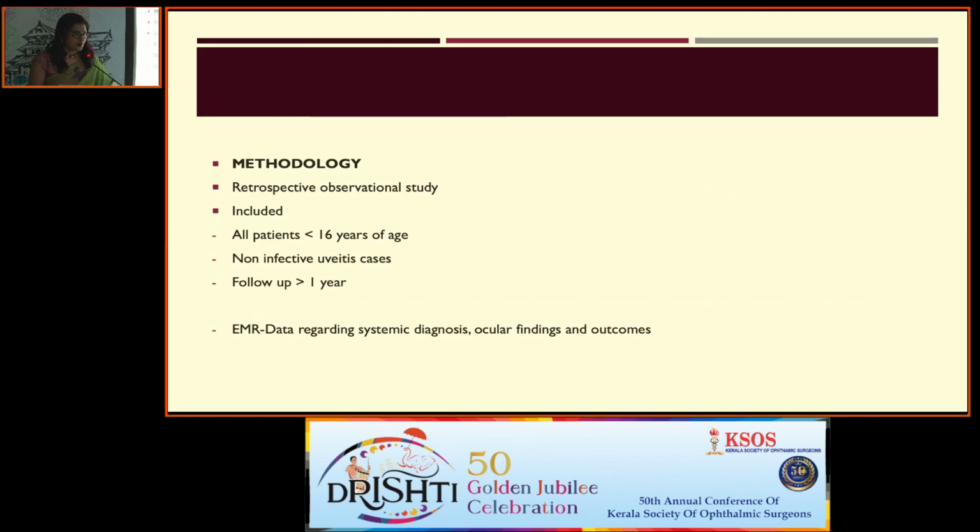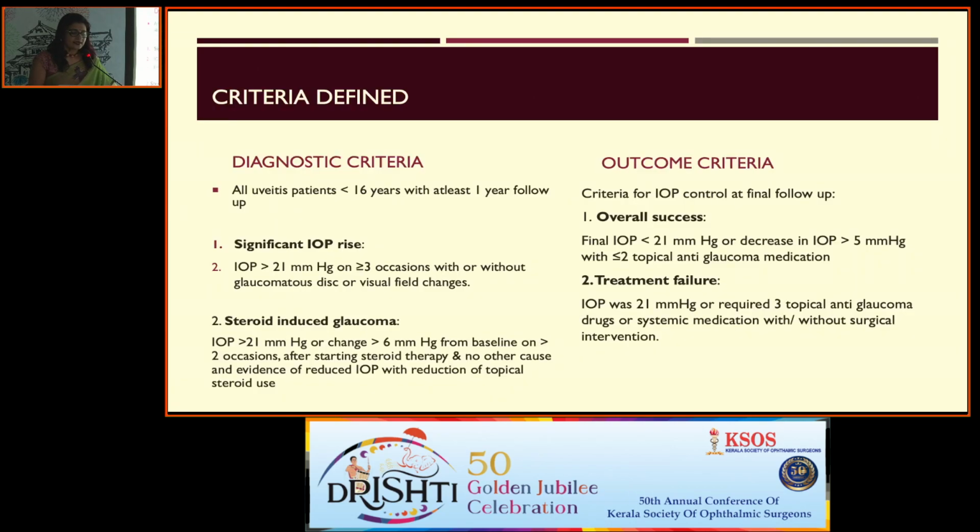It was a retrospective observational study and included all patients less than 16 years of age with non-infective uveitis followed up over a period of more than 1 year. EMR data was accessed regarding systemic diagnosis, ocular findings, and outcomes. The diagnostic criteria we followed were that significant IOP rise is IOP more than 21 millimeters of mercury on more than 3 occasions, with or without glaucomatous disc and field changes.